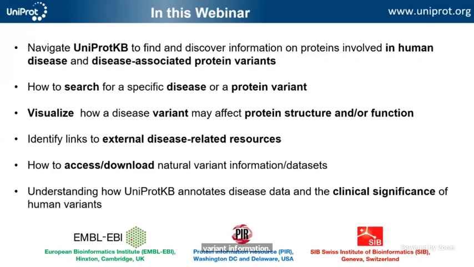In this webinar, you will learn how to navigate UniProt knowledge base to find and discover information on proteins involved in human disease and disease-associated protein variants. You will learn how to search for a specific disease or a protein variant, how to visualize how disease variants may affect protein structure and/or function, identify links to external disease-related resources, how to access and download natural variant information and data sets, and understand how UniProt annotates disease data and the clinical significance of human variants.